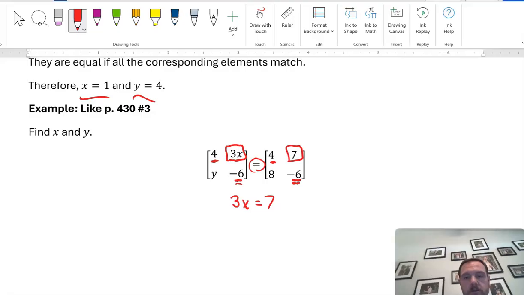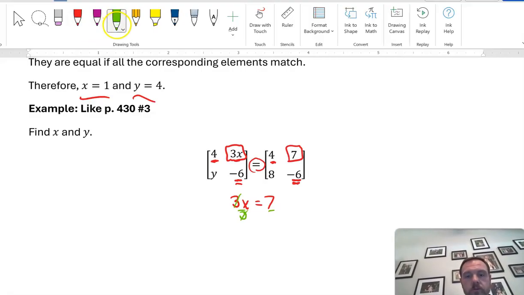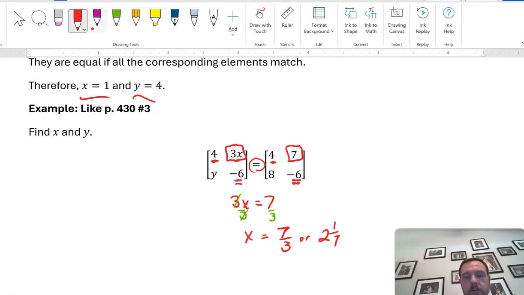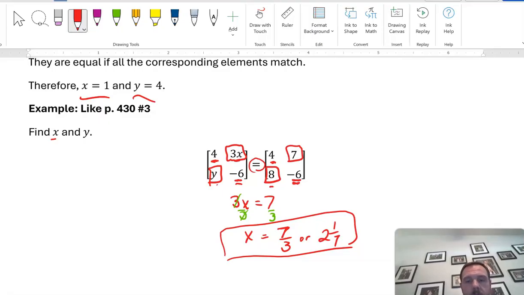And so if I just divide by 3, x would be 7/3, or 2 1/3 if you prefer that version. There we go. So that's part of what they want me to do: find x. The value of x would have to be 7/3. And then also, let's look at this y right there. It would have to equal the 8. Those two would have to be the same. All right, so that's easy.